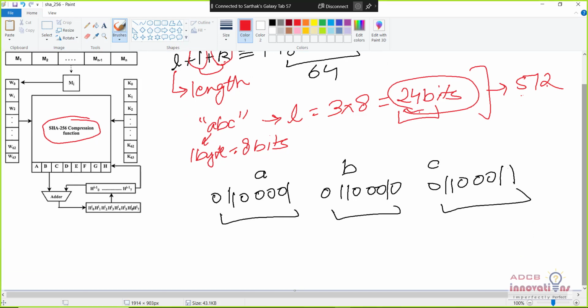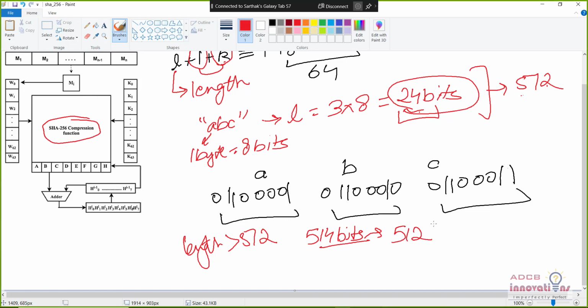So now let's say the length is greater than 512. What will happen? It is going to divide the message into 512-bit parts. Like let's say the length is 514 bits. So it is going to divide the message like this: the first partition will be 512 bits, the next partition will have 2 bits, and we will make these 2 bits a multiple of 512.